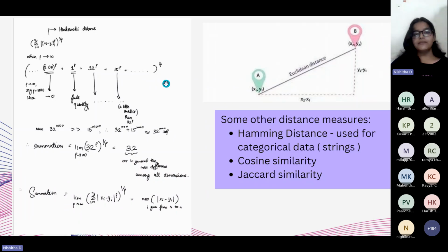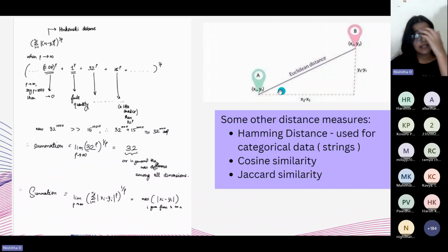Adding other terms will become negligible, so you can neglect them. That's all. Now we can see there are other distances, like Euclidean distance, Manhattan distance, Chebyshev distance. There are other distance measures like Hamming distance, which is used for strings or categorical data. We have cosine similarity and Jaccard similarity.